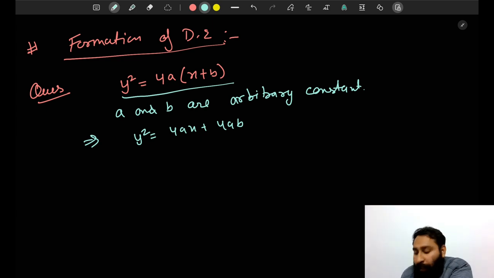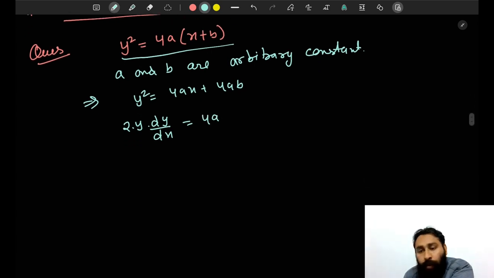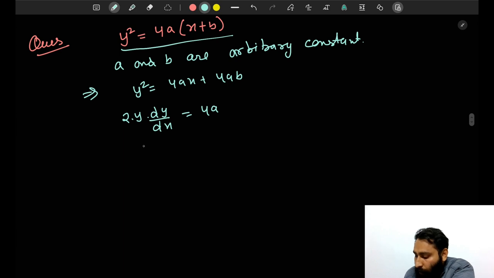Now we differentiate with respect to x. So the differentiation of y² is 2y dy/dx, equal to the differentiation of 4ax, which is 4a, and 4ab is 0. Now we cancel 2 from both sides. So y dy/dx = 2a.